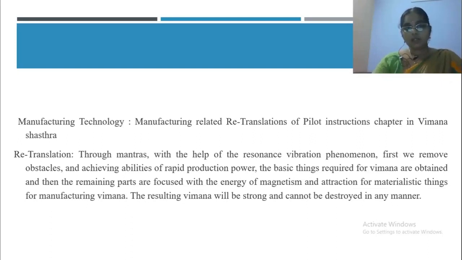So these are manufacturing related retranslations of the pilot instructions chapter in Vaimanika Shastra. So the retranslation goes like this. Through mantras, with the help of resonance and vibration phenomenon, first we remove obstacles and achieve the ability of rapid production power, the basic things required for Vimana are obtained, and then the remaining parts are focused with the energy of magnetism and attraction for materialistic things for manufacturing the Vimana. So the resulting Vimana will be strong and cannot be destroyed in any manner.